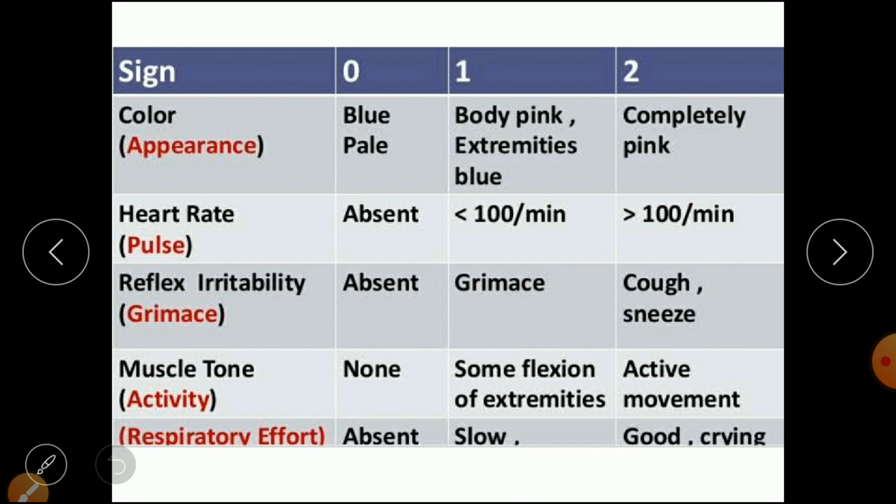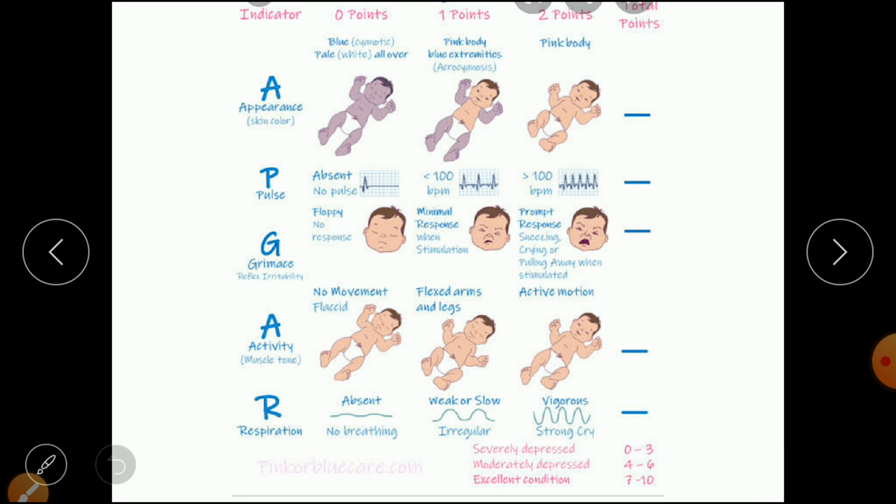The fourth sign is muscle tone, which we can say is activity. If it is 0, that means no muscle tone, flaccid body, so 0 points are given. Some flexion of extremities during stimulation, so 1 point is given. And during active movement, or if the baby does flexion, extension, crying, all types of movement, you have to give 2 points. That means in the first diagram there is no movement, flaccid body. Flexion of arms and legs, so 1 point. And active motion, 2 points.